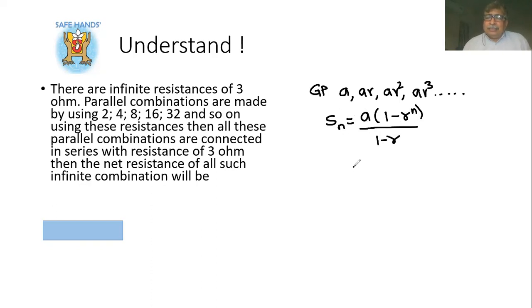But what is interesting is that whenever n tends to infinity, S infinity will be equal to a upon 1 minus r. This is subject to the condition that modulus of r is less than 1, because as n becomes infinity, if r is less than 1, then r to the power n tends to 0. And that is how we get this result.